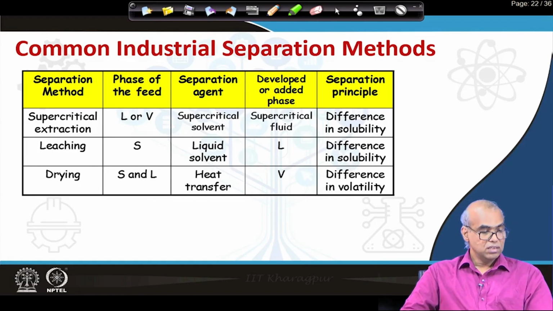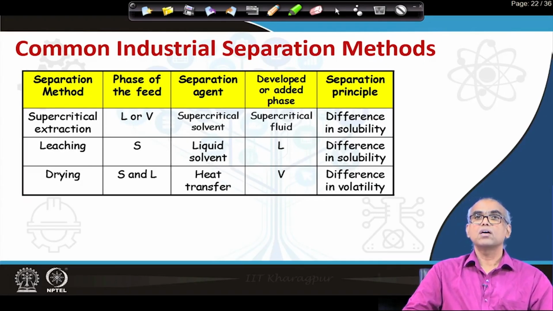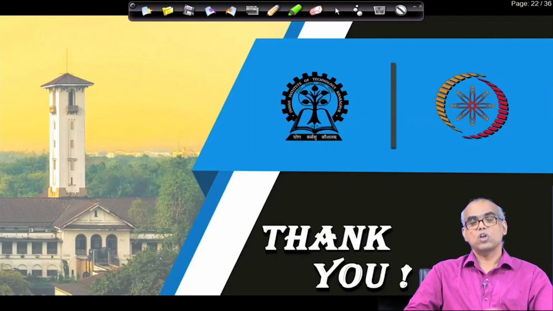In the next class, we will talk about what should be the selection criteria for such separation processes that are available. So, with this we stop our discussion here.